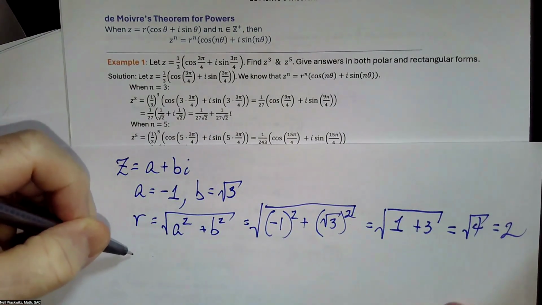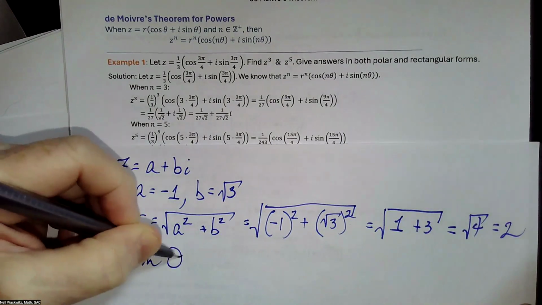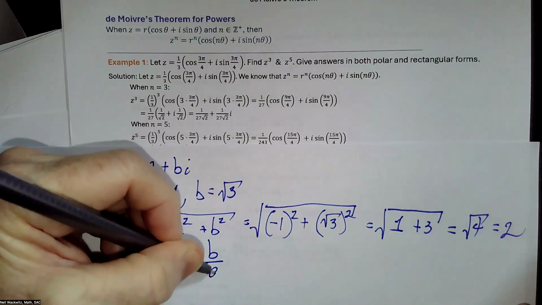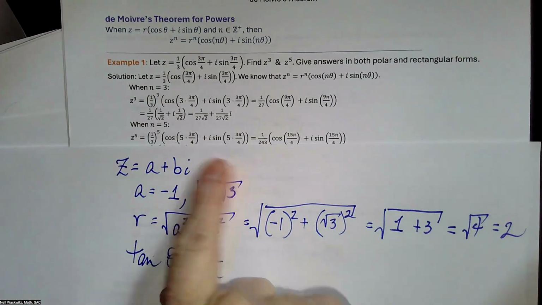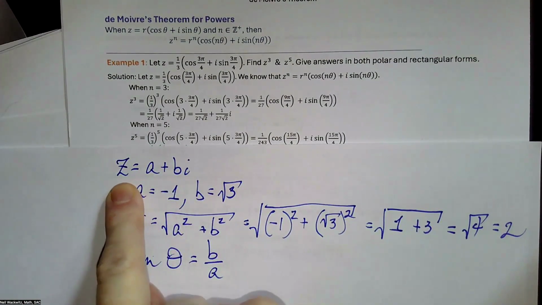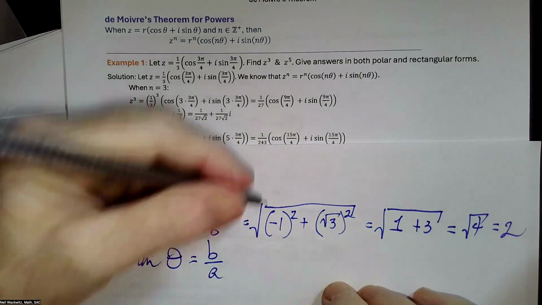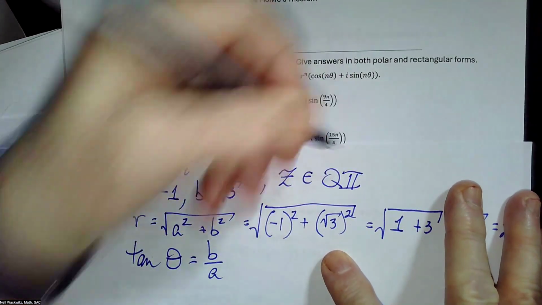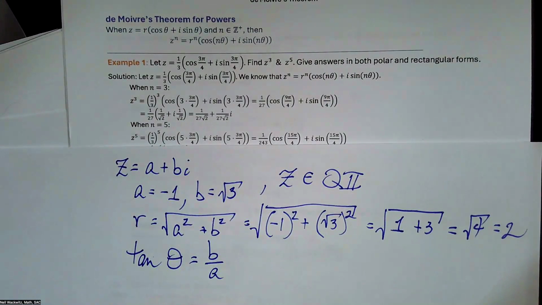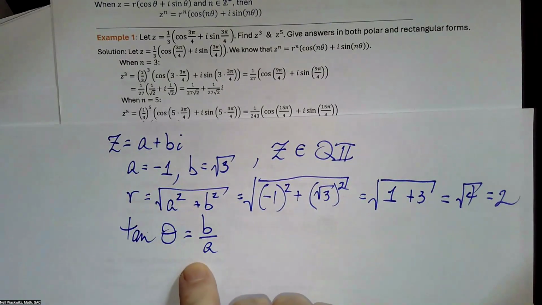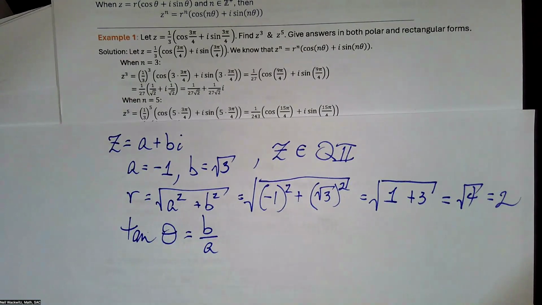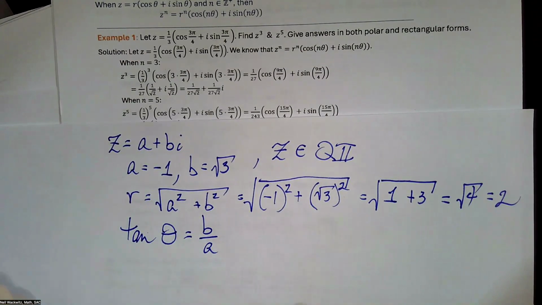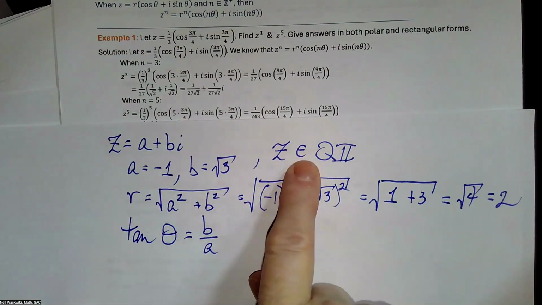Also, we know that the tangent of theta is going to be b over a. Let's take notice that z is -1, square root of 3. So z is in quadrant 2. When we take the inverse tangent, we're going to have a negative number, but that inverse tangent will always be given in quadrant 4, because the inverse tangent is defined in quadrants 1 and 4. And then we have to move that angle into quadrant 2.